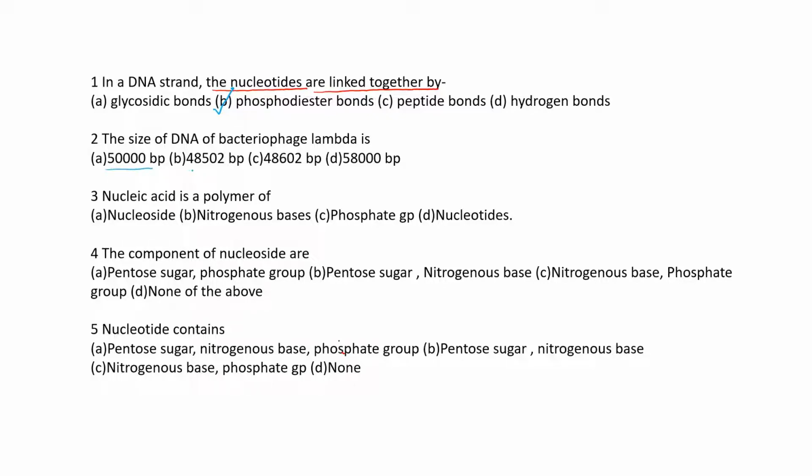The second question says the size of the DNA of bacteriophage lambda is, and the options are given: 50,000 base pairs, 48,502 base pairs, 48,602 base pairs, and 58,000 base pairs. So we have to calculate the lambda bacteriophage length in terms of base pairs.